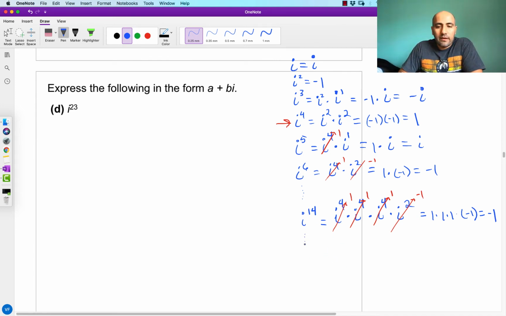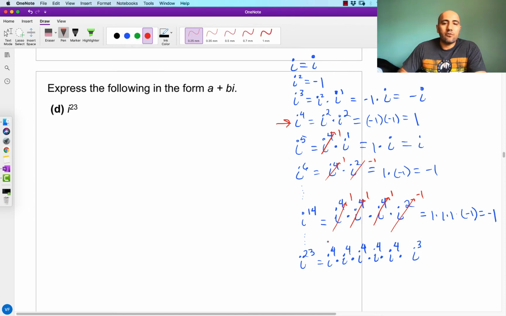Let's try another one. How about if it was more complicated, something like, well, how about the i to the 24th? I'm sorry, 23rd. i to the 23rd power. Well, we'd want to do i to the 4th power times i to the 4th power, that's 8, that's 12, that's 16, that's 20. And there's still 3 more. i to the 3rd power, right?